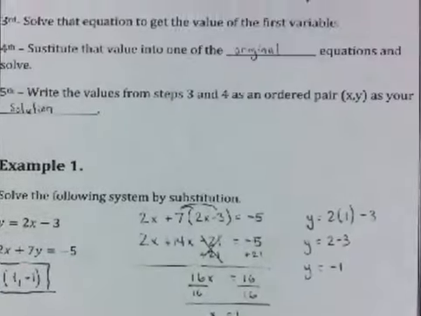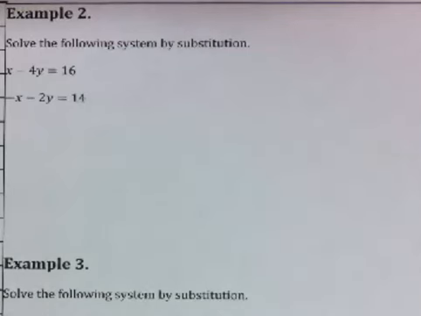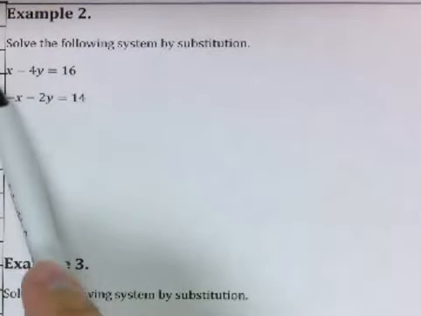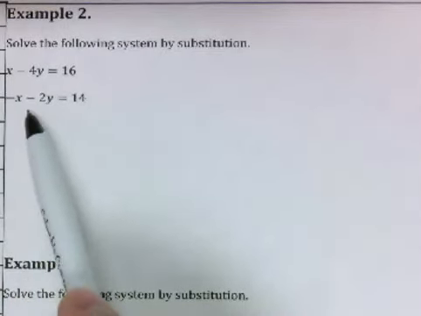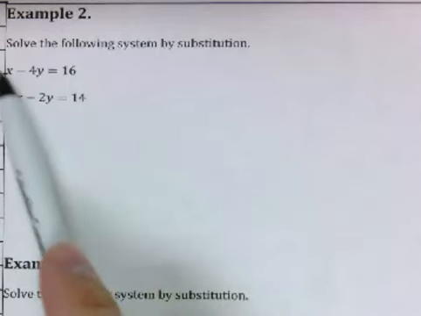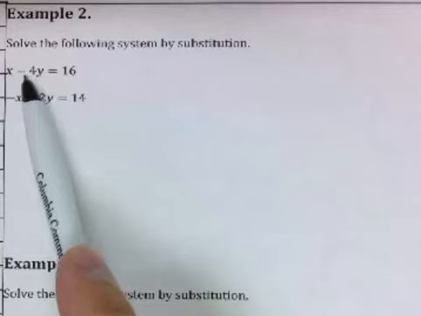Let's do example 2 now. It says solve the following system by substitution. Again, we have to solve for one of our variables first. And I always find that it's easier to solve for a variable that has a coefficient of a positive 1, if at all possible. And we see right up here, in both of these, x has a coefficient of 1, but this one is a negative 1. Therefore, I'm going to use this equation and solve for x, because all I have to do is add 4y to both sides.